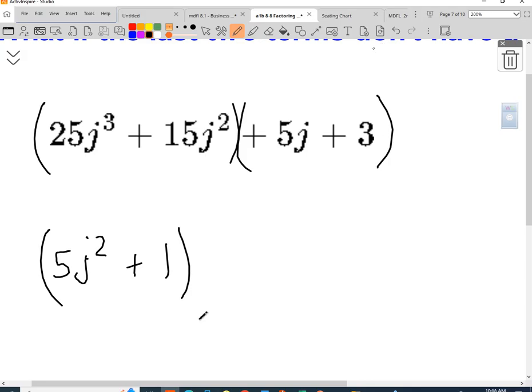Yep, so the sum of the two GCFs is a binomial. Remember, this is the greatest common factor of the first group. This is the greatest common factor of the second group. Now, what does step 4 say to do, Annabelle?